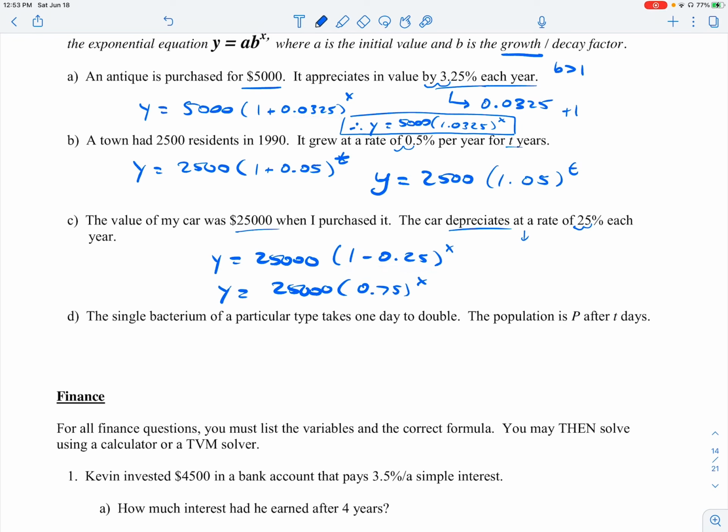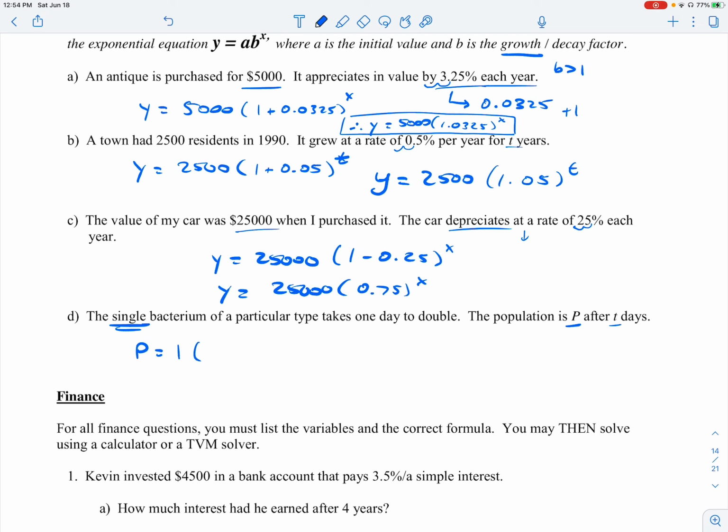A single bacterium of a particular type takes 1 day to double. The population is P after T days. So what they want to see is P and T. So I'm going to write this as P equal to, what's my initial amount? Well, it says single bacterium, so just 1.